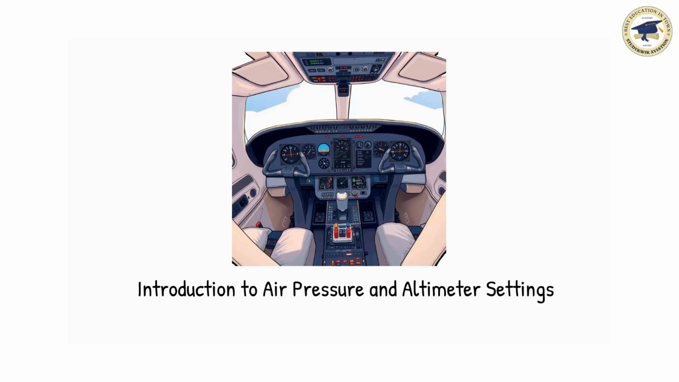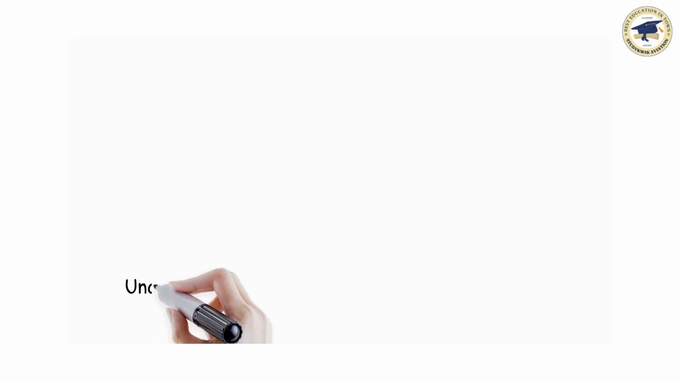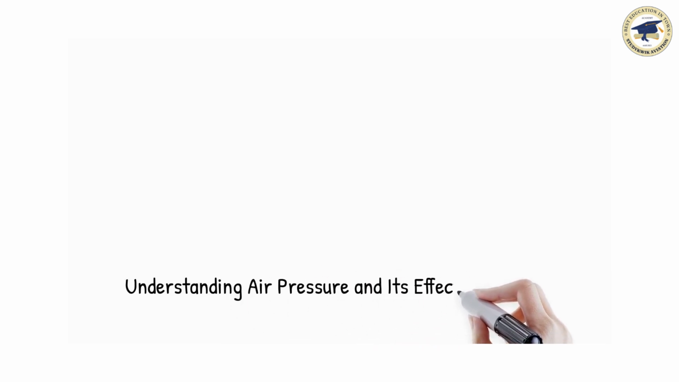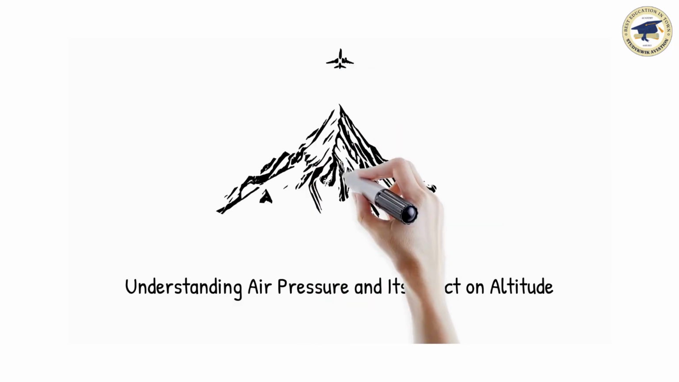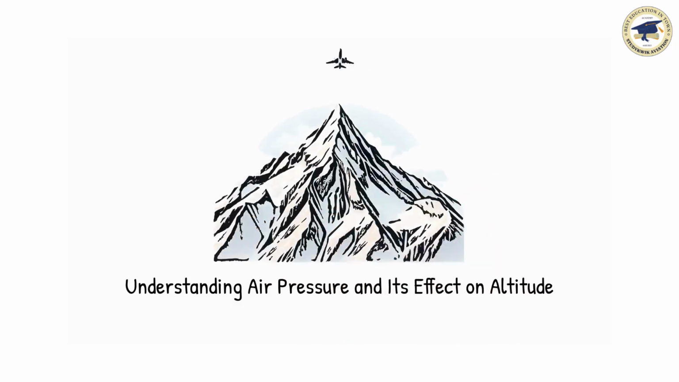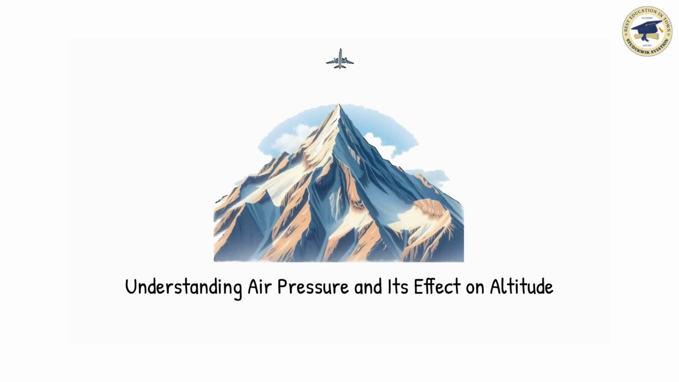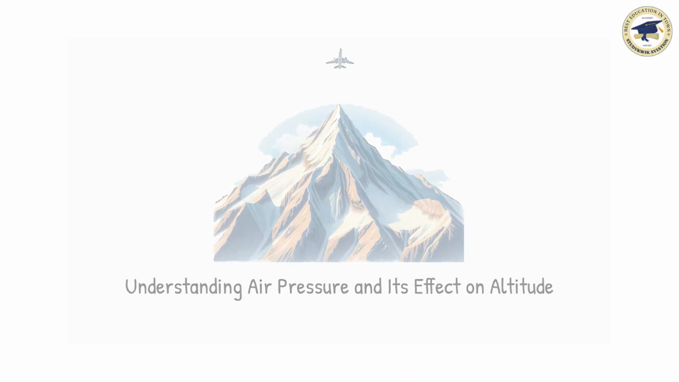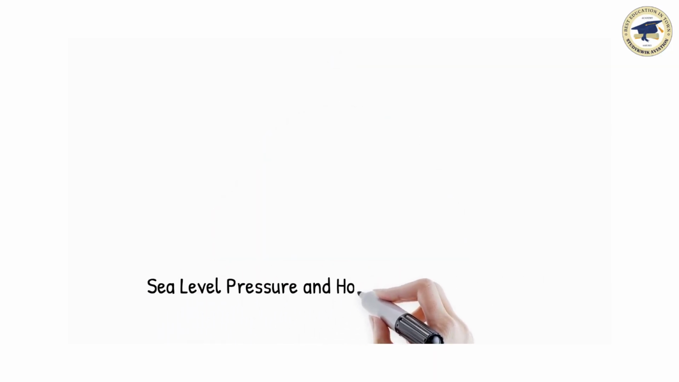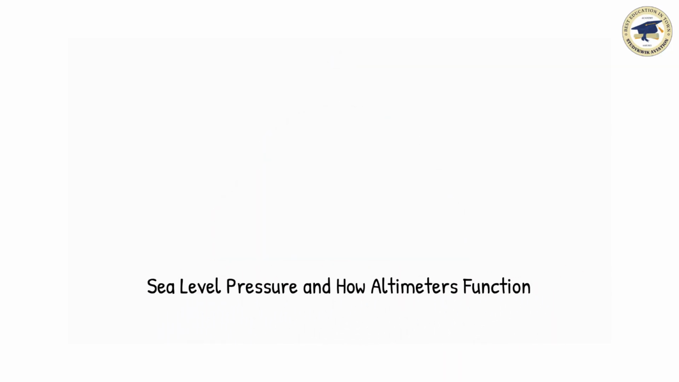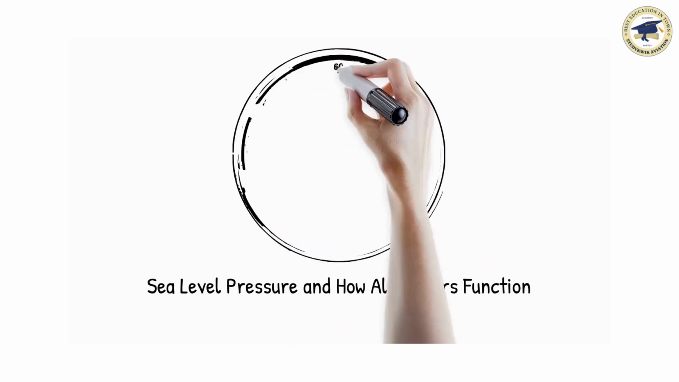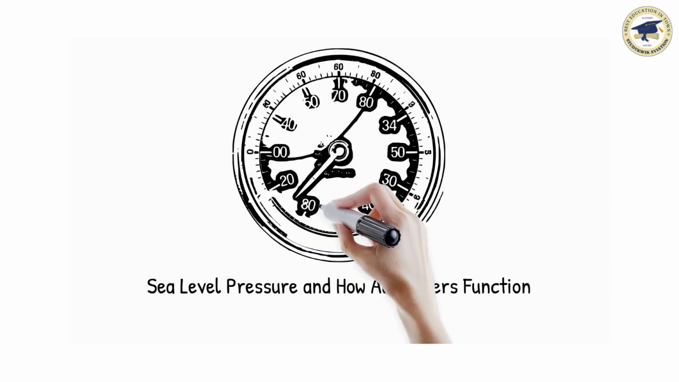What is air pressure? Air pressure is the weight of air pushing down on Earth. As you go higher, air gets thinner and pressure drops. That's why mountaintops have less air and why aircraft use air pressure to measure altitude. Standard sea level pressure is 1013.25 hectopascals, or 29.92 inches of mercury, inHg.